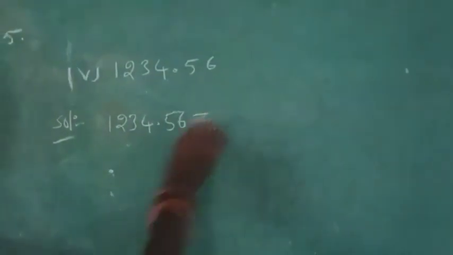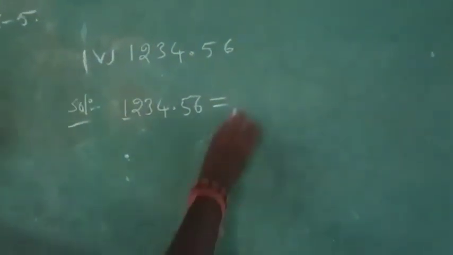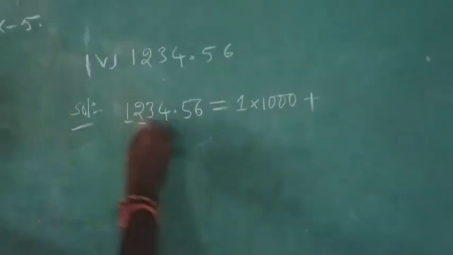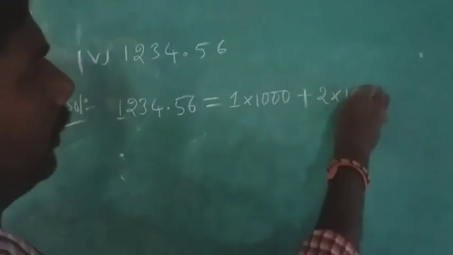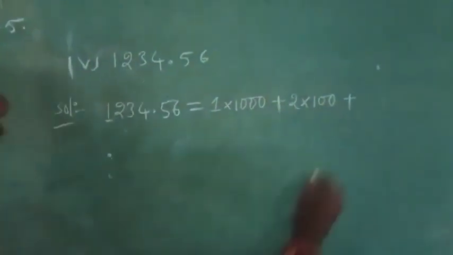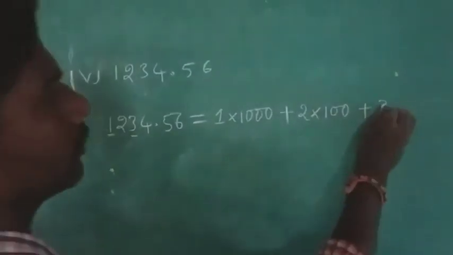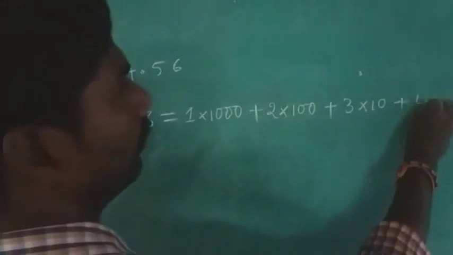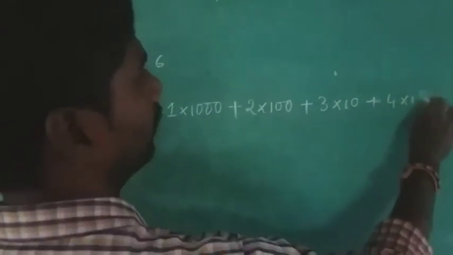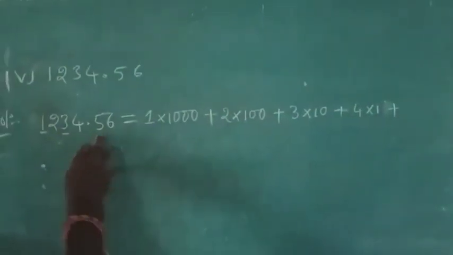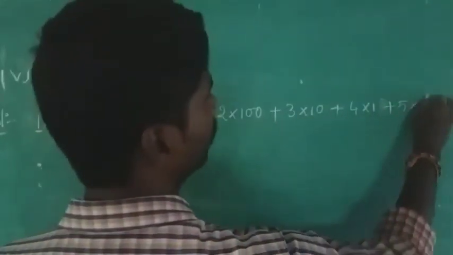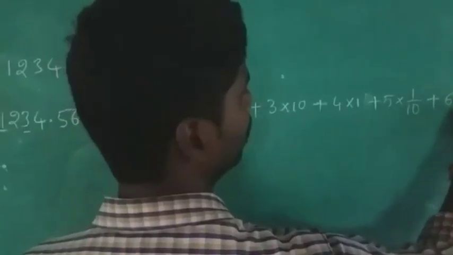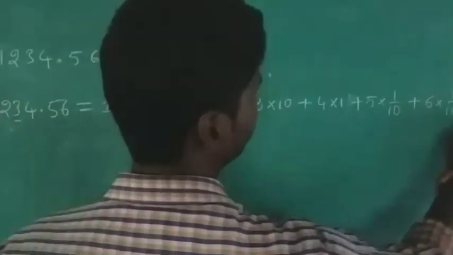So this one is there in the thousands place. So 1 into 1000 plus 2 is on hundreds place, 2 into 100 plus 3 is on tens. So 3 into 10 plus 4 into 1 plus 5 is on 10th place. So 5 into 1 by 10th plus 6 is on 6 into 1 by 100.